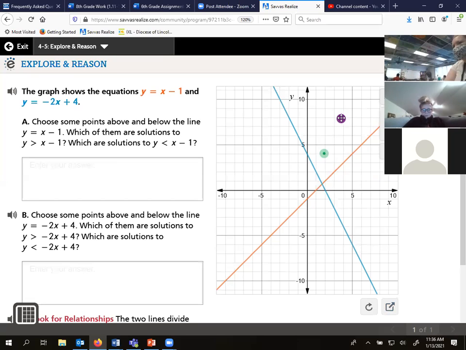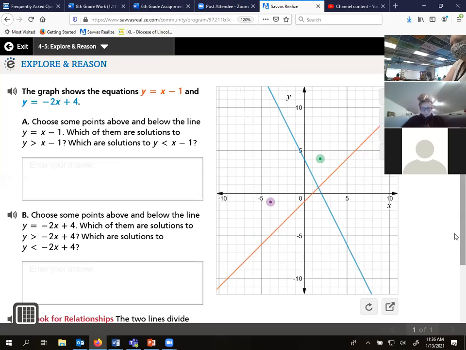Let's pick one that's over here. We'll go negative 4, negative 1. Okay, is this purple point above or below the orangish line? Above, so it would be greater than. Is it above or below the blue line? Below. So that would be where the less than is.